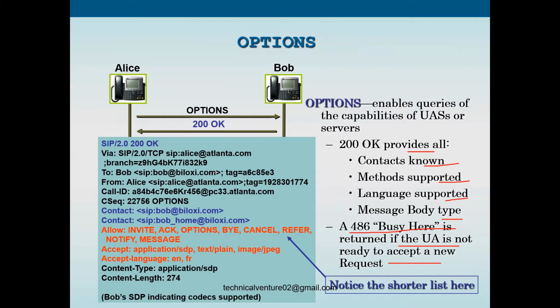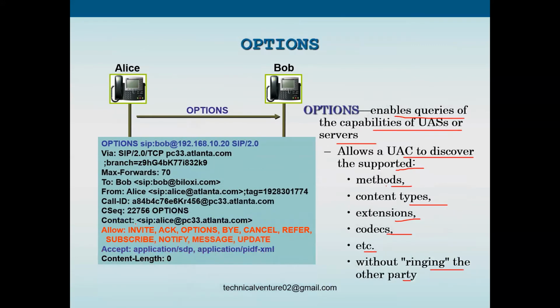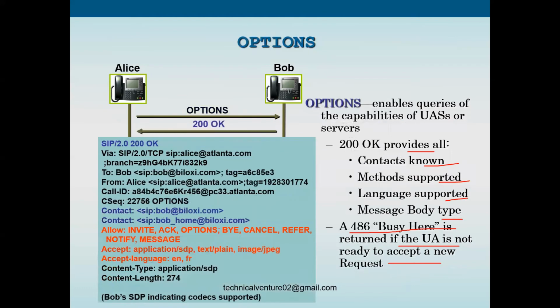Let me show you the Allow message in the previous slide first. Now you can see the Allow message. It contains INVITE, ACK, OPTIONS, BYE, CANCEL, REFER, SUBSCRIBE, NOTIFY, MESSAGE, and UPDATE. These all are the things which Alice allows. Alice is just sending, and then there will be a 200 OK message, and then Bob will tell what all the things are that I have, and we can negotiate.